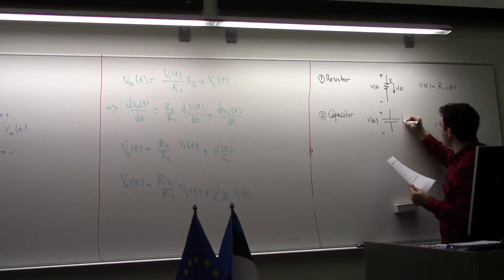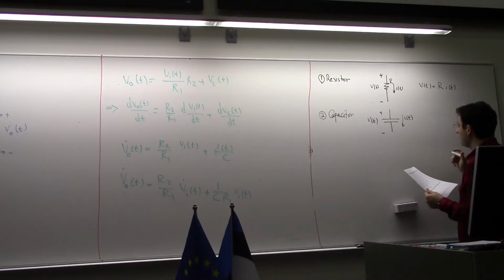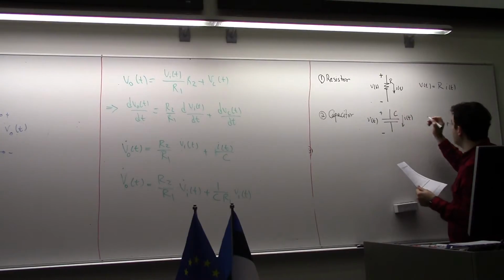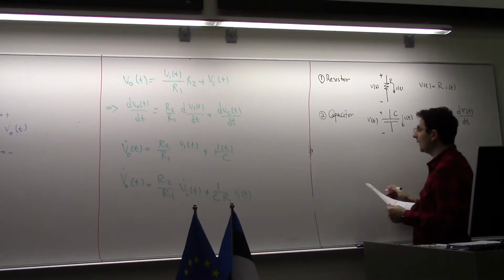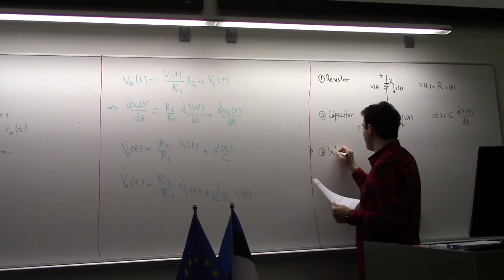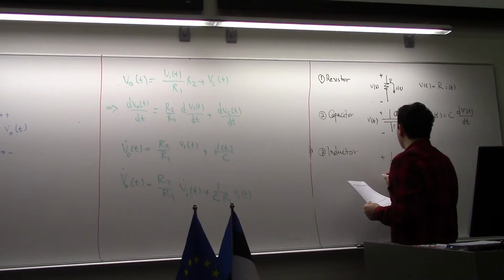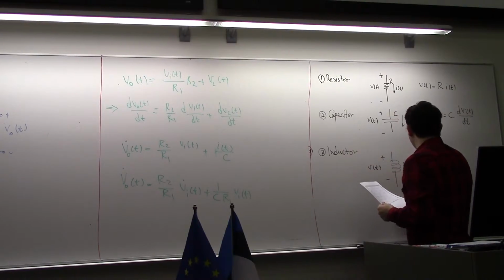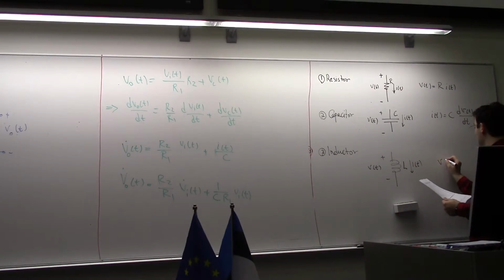Vt is going down, and IT, and capacitor is C. IT is C dVt over dt. For inductor, with the inductance of L, we have Vt is equal to L dit over dt.